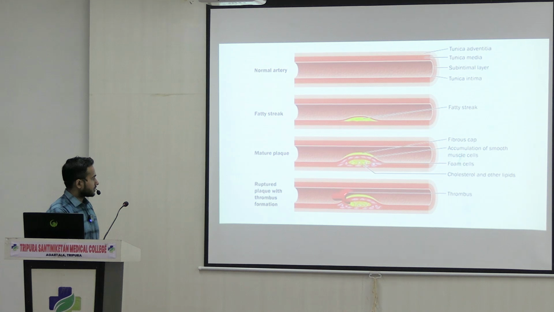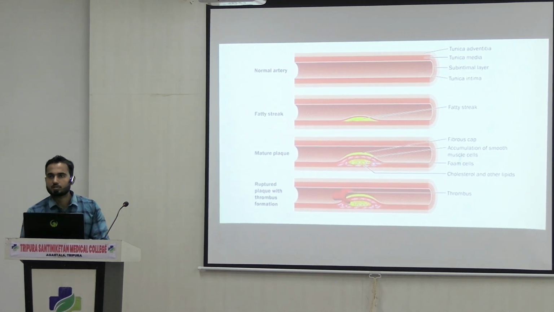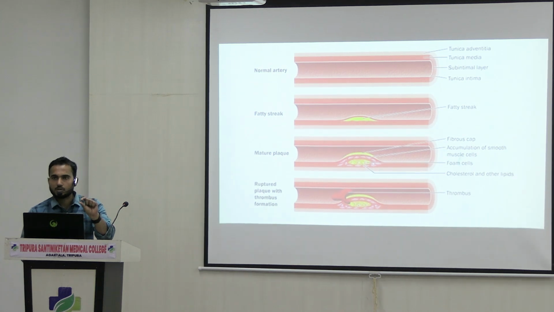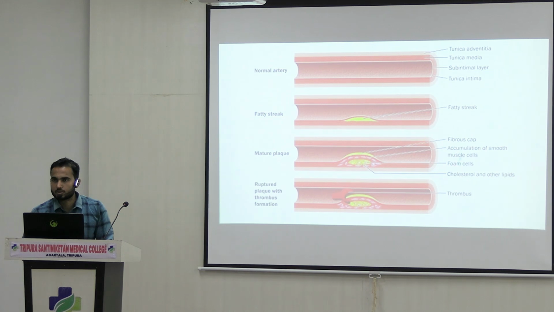Okay. Next, you can see the ruptured plaque with thrombus formation taking place. As a result, what will happen? You can see the diameter of the blood vessel is reduced. That means the lumen will become narrow. If the lumen becomes narrow, then the blood flow will be reduced.